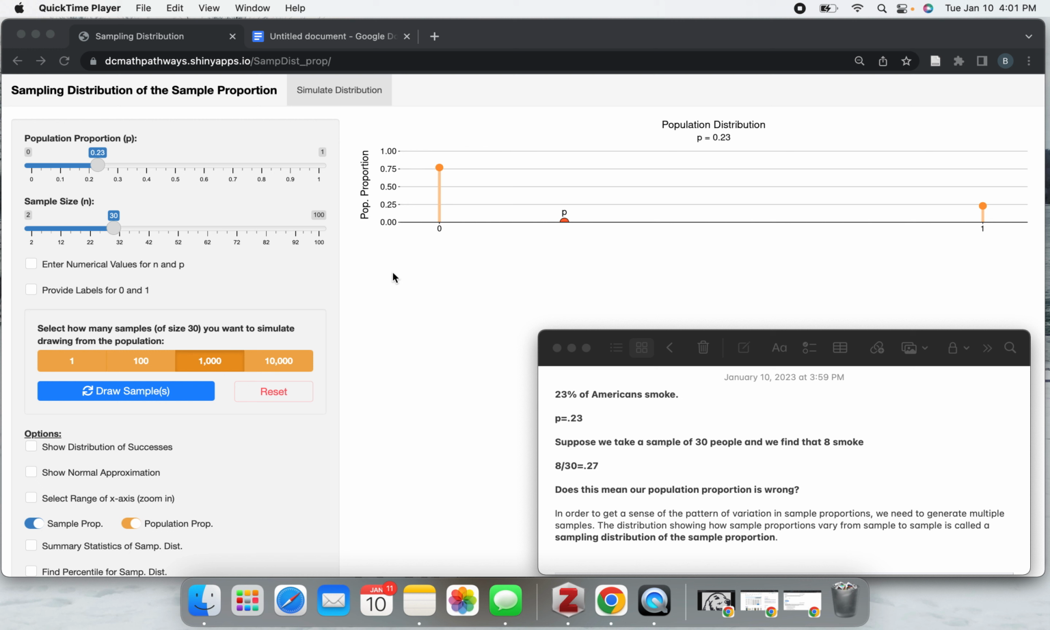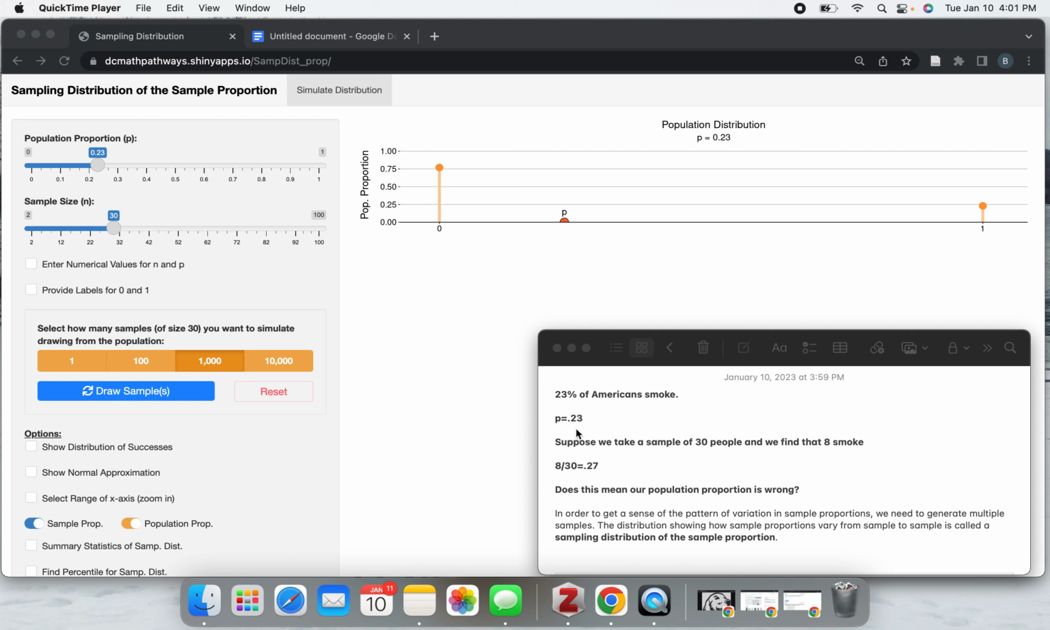So 23% of Americans have been found to smoke. So that means our population proportion would be 0.23. Which means out of every 100 Americans, 23 of them would smoke. Now, suppose we take a sample of 30 people and we find that 8 of them smoke. So this would be 8 out of the 30 people who smoke, which would mean our sample proportion would be 0.27.